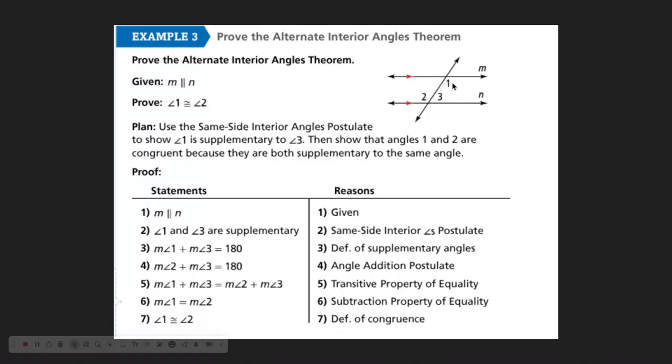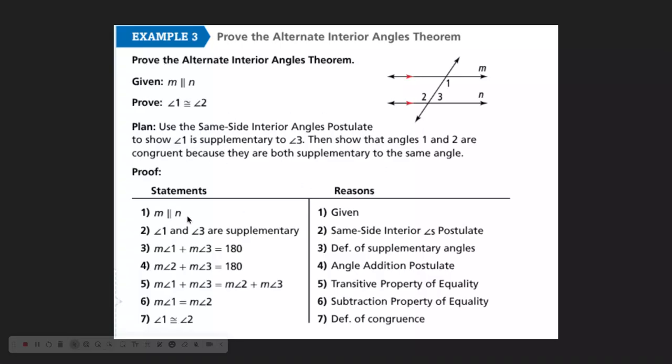So I know that 1 and 3 are supplementary. That's from the same side interiors postulate. I also know that 2 and 3 are supplementary, and that's from the linear pairs postulate, or the definition of supplementary angles. So if two angles are both supplementary to the same angle, then they must be congruent to each other. That's kind of like my thought process. That's how I think we're going to do this. And now here, look, this plan is kind of talking you through what I just said.